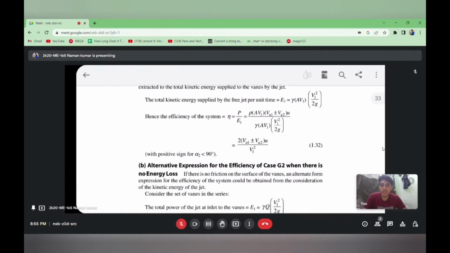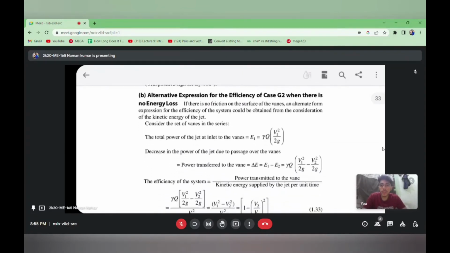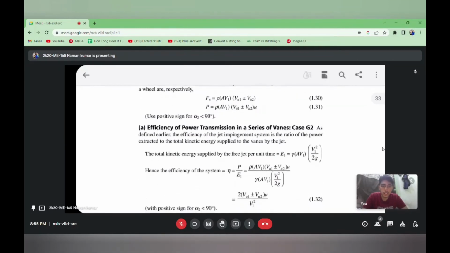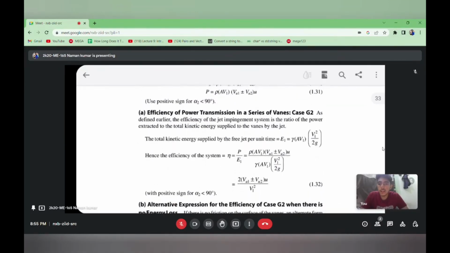Here it is written, alternative expression for the efficiency when there is no energy loss. The efficiency of power transmission in series of vanes case, as defined earlier, the efficiency of jet impingement system is the ratio of power extracted to the total kinetic energy supplied to the vanes by the jet. The total kinetic energy supplied by free jet per unit time is E1 equals gamma A times V1 times V squared by 2g.